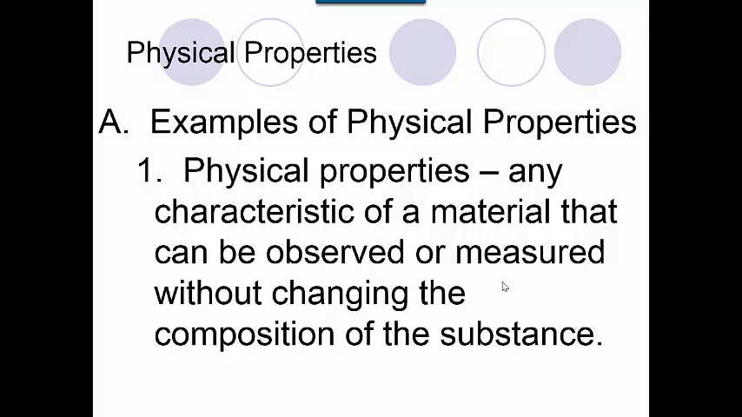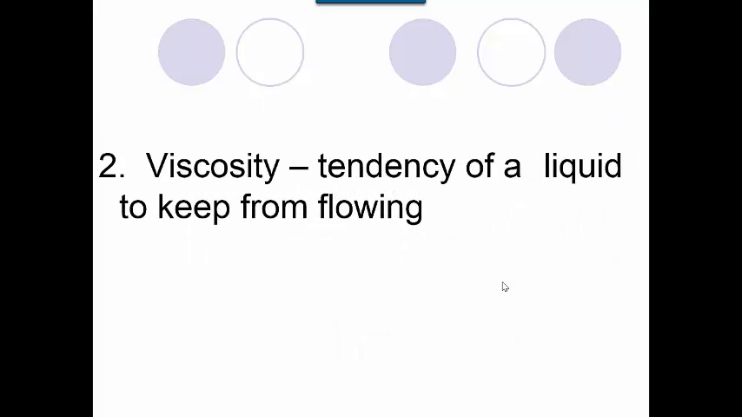You can either observe it or something that you can measure about it. And these are things that don't change the composition of the substance. That's very important. Physical properties do not change the composition of your material. Some examples. We're going to go through some different types of physical properties.